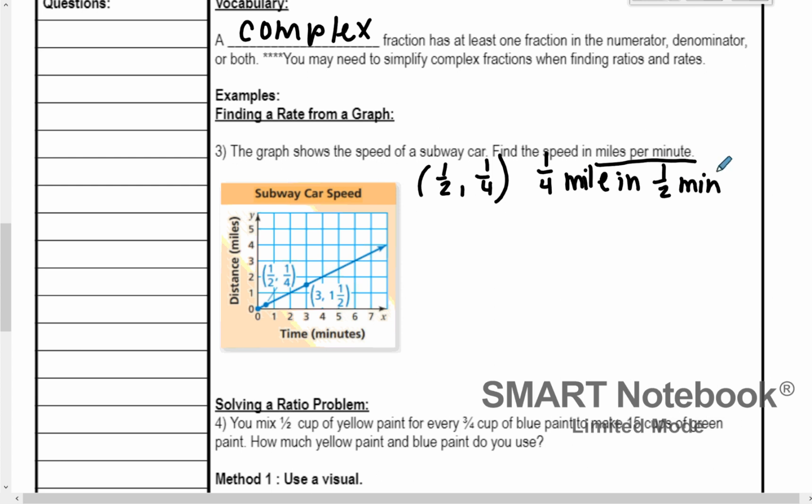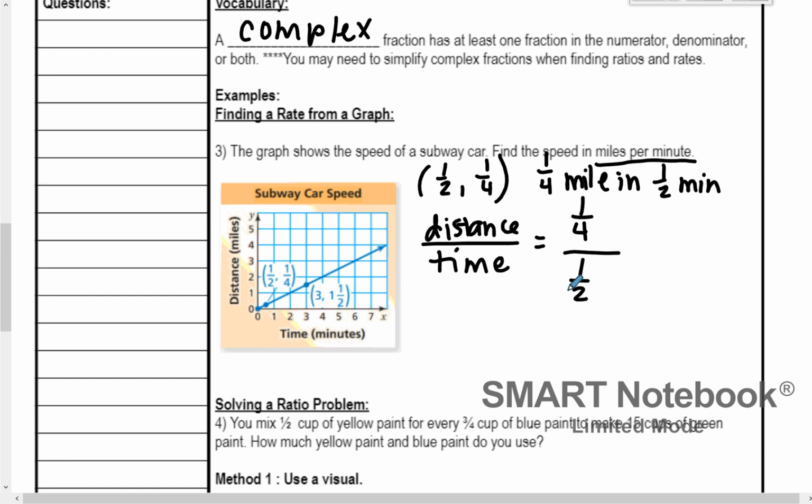Okay, now I know that you can use mental math to get to this pretty simple, but think about if we had like 4/9 of a minute. Okay, so I'm going to show you how to do this if it's not such nice numbers like this example would be. All right, so we are doing distance over time. Distance over time. Okay, so the distance we went was 1/4 mile. The time we went was a half a minute.